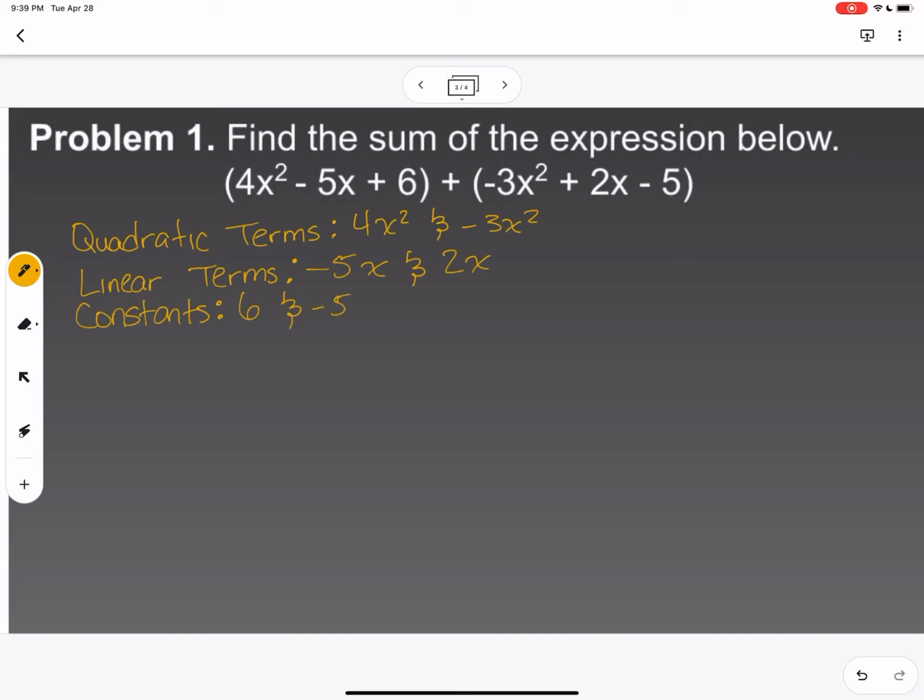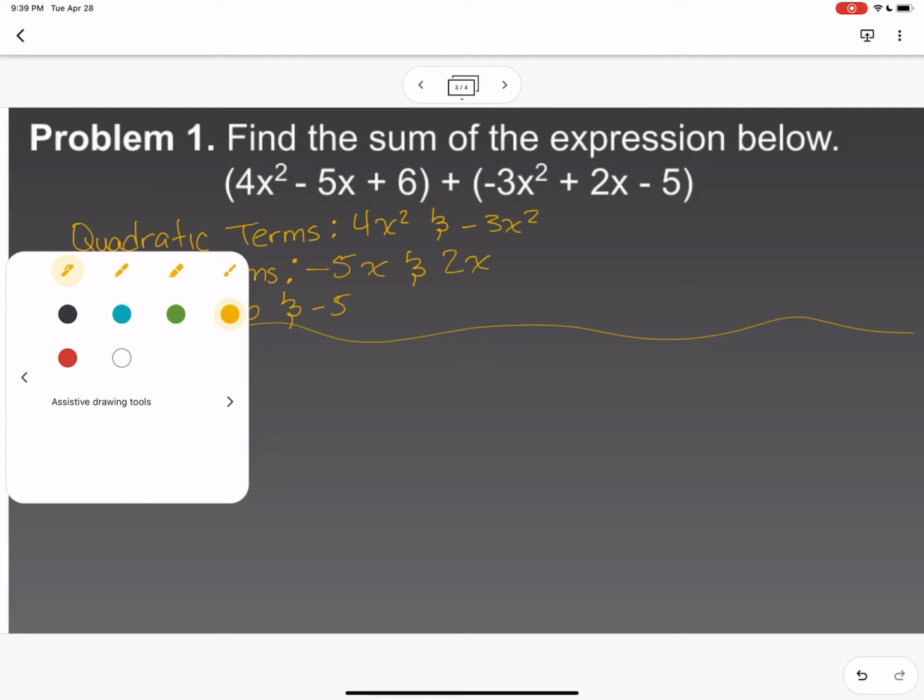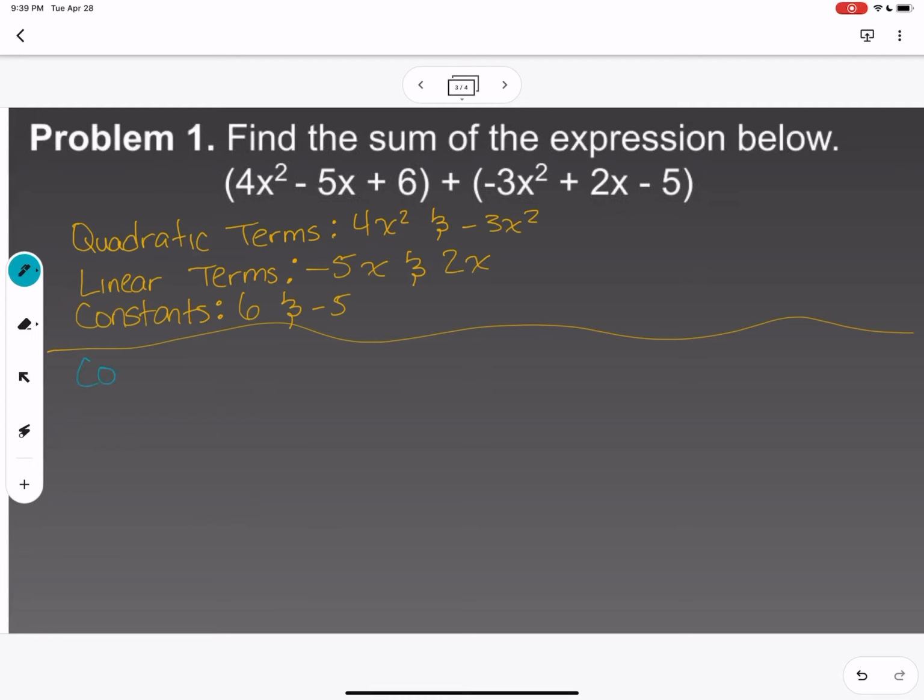So step number 2, you want to combine your like terms. We already know how to do this. What I mean by combining like terms, we just add them together. So starting with the quadratic terms, 4x squared. Let me rewrite the equation. So we have 4x squared minus 5x plus 6 plus negative 3x squared plus 2x minus 5.